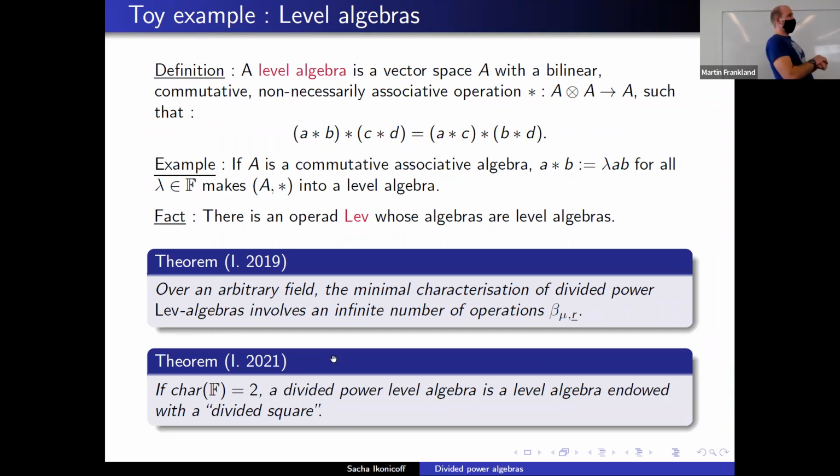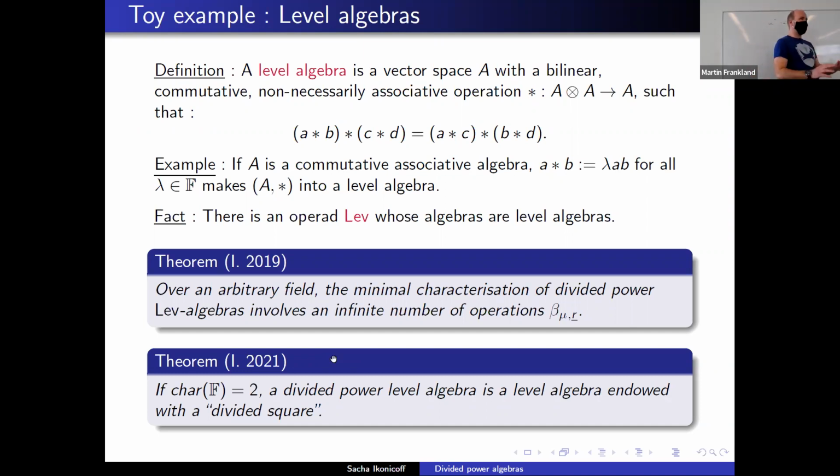Now, if I apply my theorem, I get a huge characterization for the divided power level algebras, which are level algebras plus many operations. And I can simplify this, but I cannot simplify it in general as much as getting a finite number of operations. The general characterization over any field is infinite and is not nice to work with. However, if I specify the characteristic of my field to be 2, then I can prove that the divided power level algebras in characteristic 2 are just level algebras that have one operation, which is a sort of divided square. But in any other characteristic, that wouldn't work.